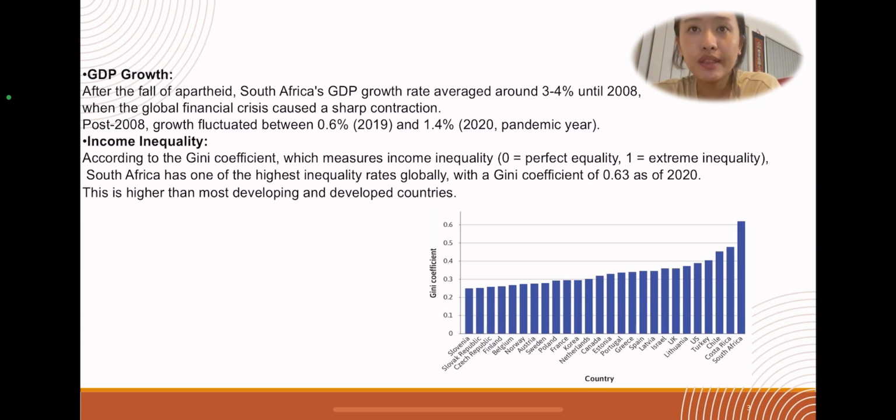The Gini coefficient for South Africa at 0.63 shows that the country has one of the highest levels of inequality in the world, even compared to other emerging markets. The legacy of apartheid continues to affect income distribution, which creates both challenges and opportunities for businesses.